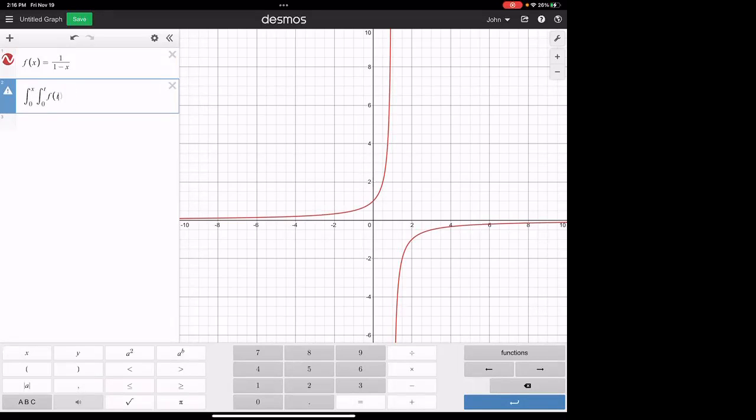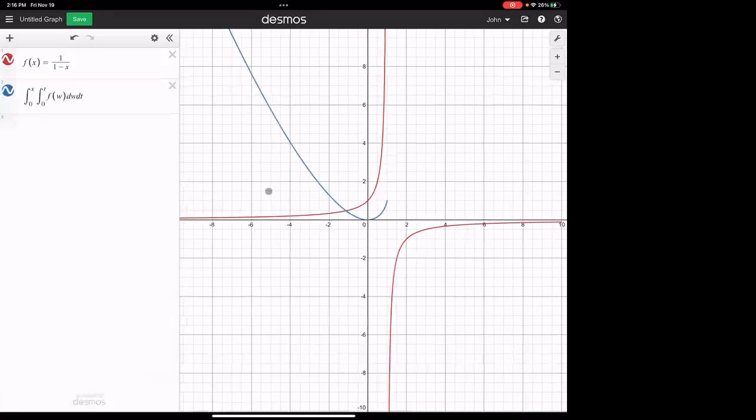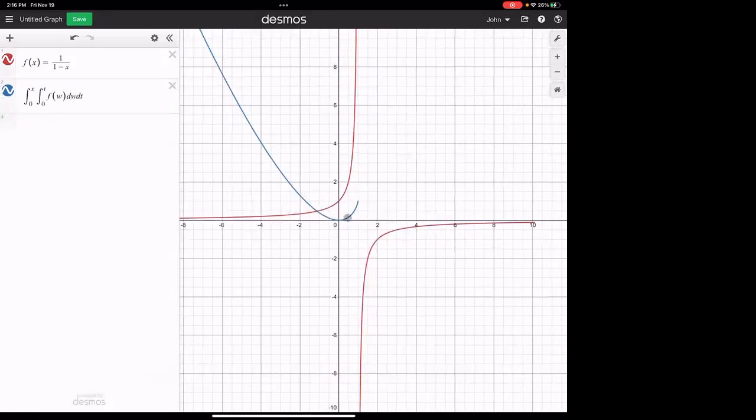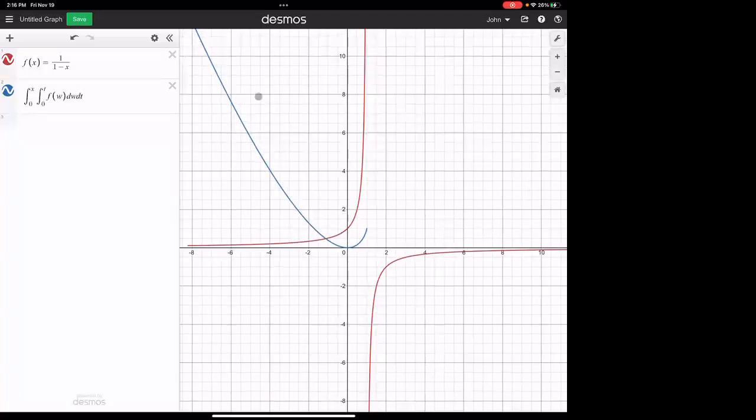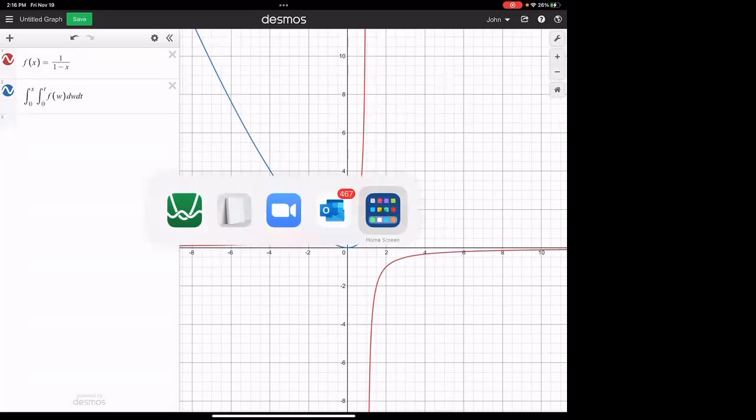Nah, what am I trying to do? F of w dw dt. Wow, look at that. So that's what it looks like, the second antiderivative. But supposedly it's inexplicable, indescribable in terms of elementary functions, according to this person.